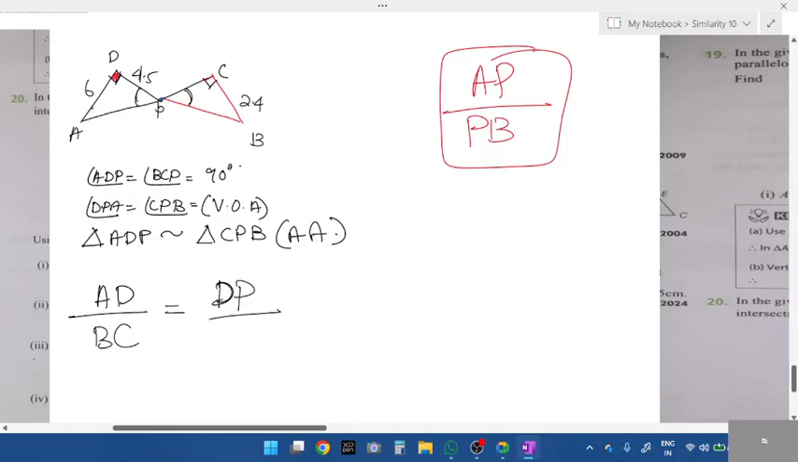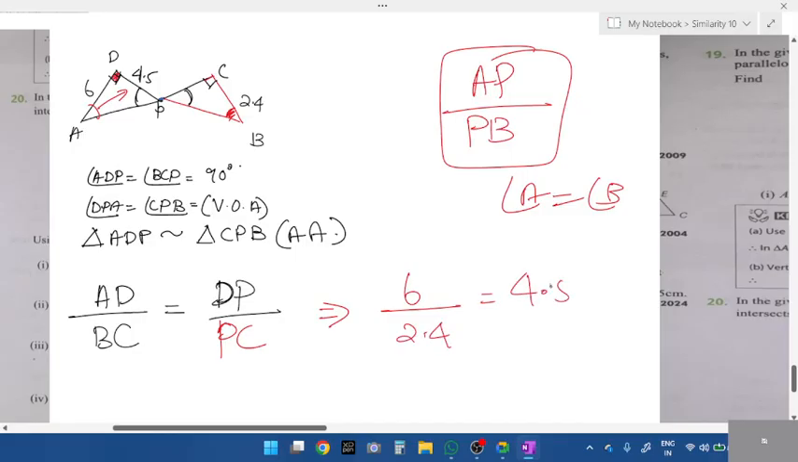In the first triangle, opposite to A, what is given? 4.5. And here what do you need to take? Angle A will be equal to angle B. Which side do you have to take? What is opposite to angle B? PC or CP. This is how you have to solve. AD is equal to 6. BC is equal to 2.4. Find the value of PC, all of you. DP is equal to 4.5. Find PC. That is not PB actually, it is PC, students.